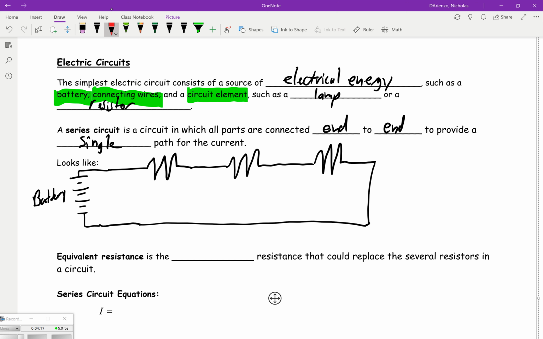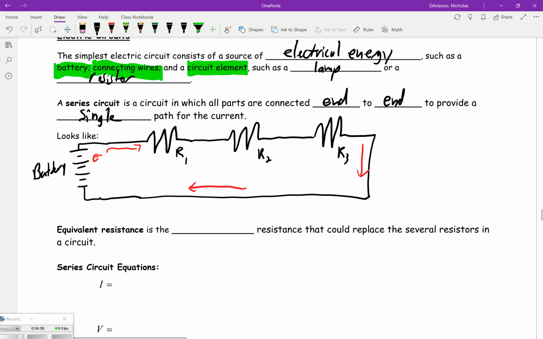As current's generated from the battery, we're going to see electrons move throughout this circuit and back to the battery. So that's going to be our current, or a flow of electrons, throughout this circuit. I'm going to call each one of these resistors R1, R2, and R3. So we have 3 different resistors. Those are our circuit elements, battery, and our connecting wires that are connecting everything end to end.